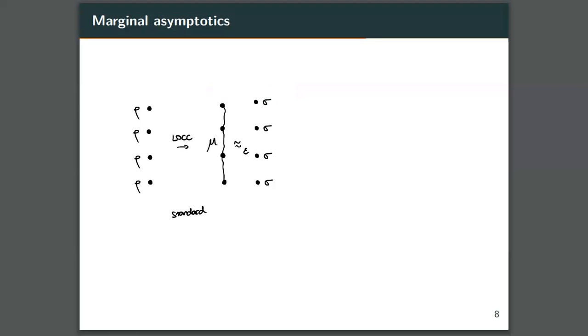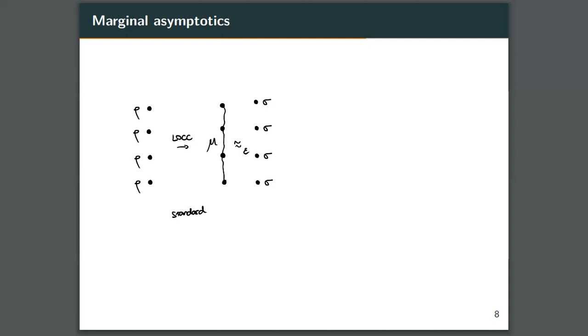Call this the standard asymptotic setting. You have many copies of your state, you do some LOCC, you obtain something, and this something has to be epsilon close to many copies of the final state, right? This is your standard asymptotic setting.